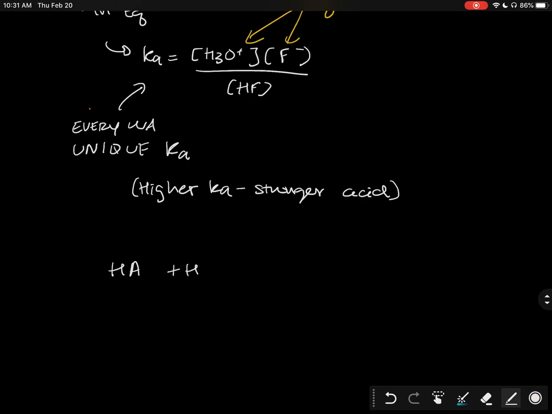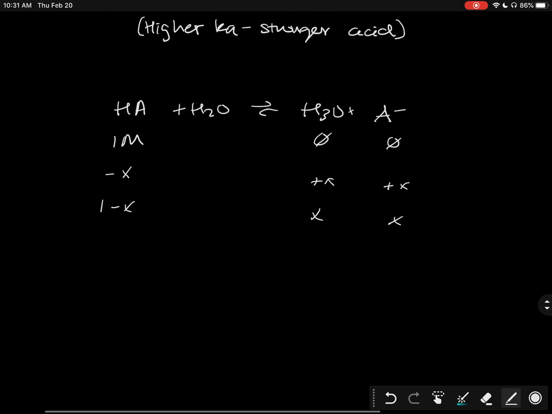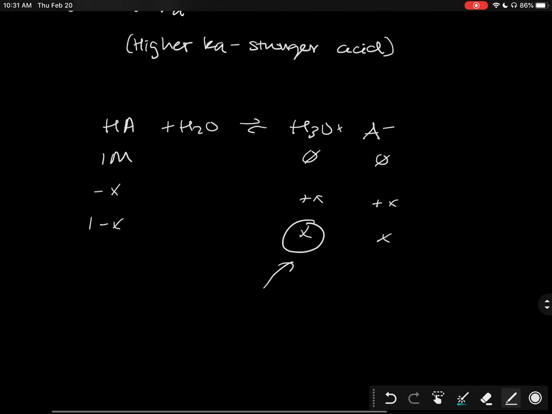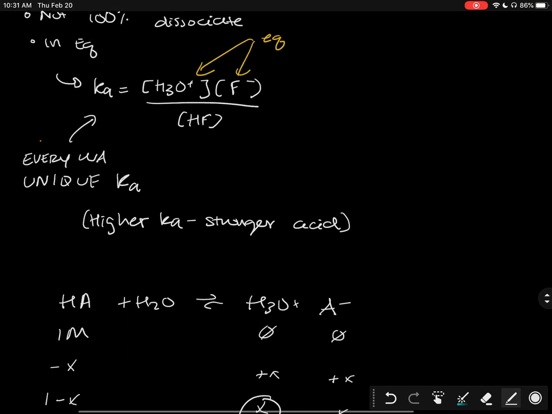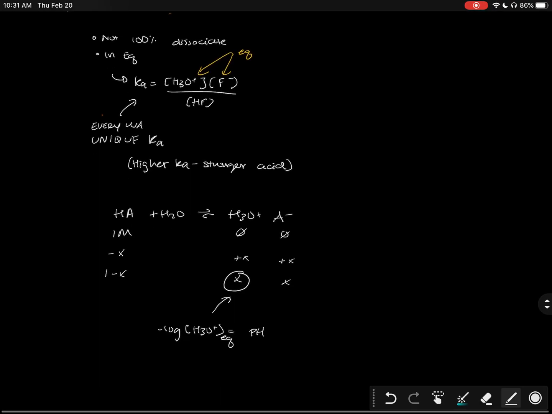So HA plus H2O goes to H3O plus and A minus. So let's say that we were starting with an initial concentration of 1 molarity of HA. So we'd get 1 minus X, plus X. Okay, so now we could take this value and, plugging it into here to solve for X, take the negative log of that to find, at equilibrium, the pH of the solution. But it will have to be some sort of ICE table to solve for these.